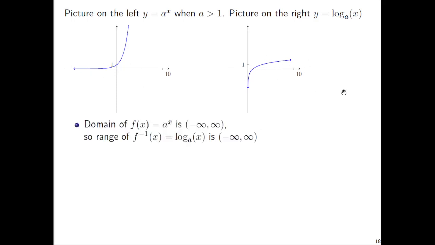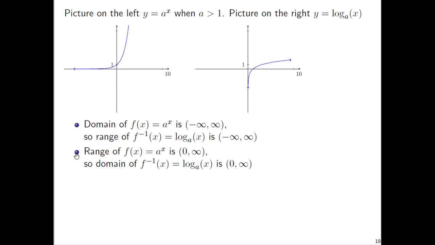Just to review some things, the domain of the exponential function is negative infinity to infinity, so that happens to be the range of the logarithm. The range of the exponential function is 0 to infinity, excluding 0. Remember, these are inverses, so the range of one is the domain of the other. That's why the domain of the logarithm function is 0 to infinity.